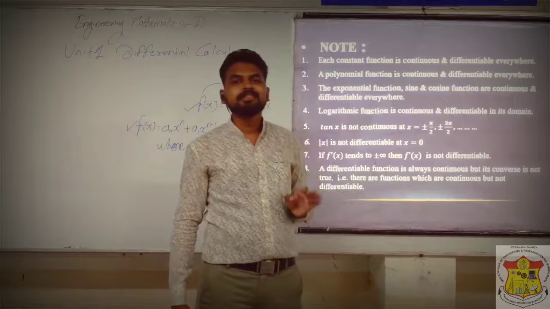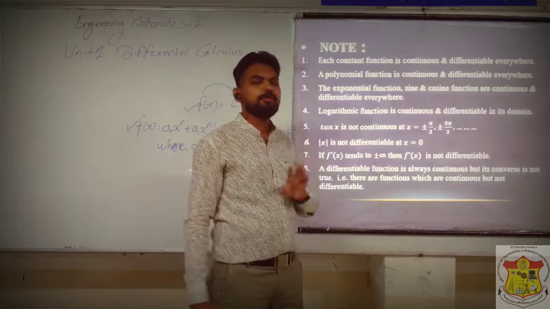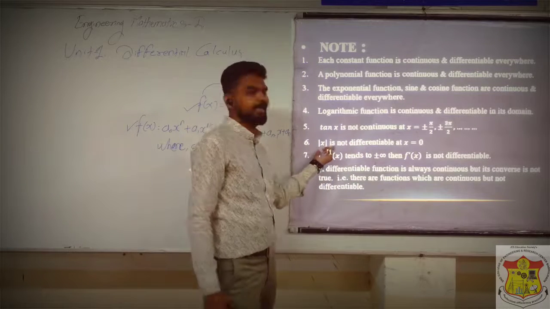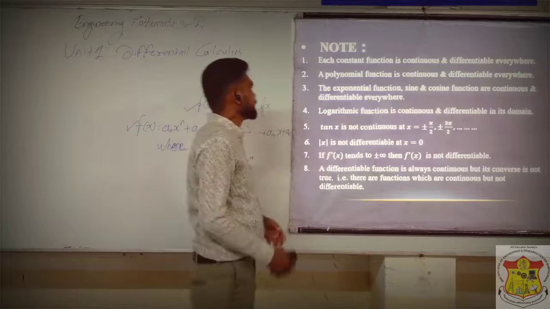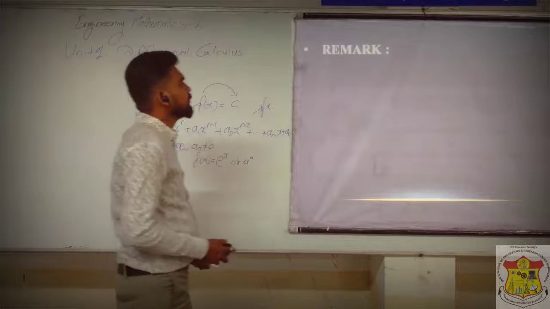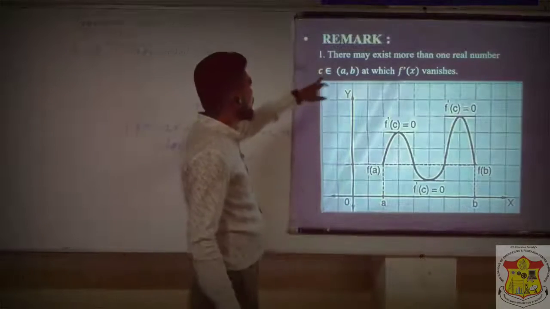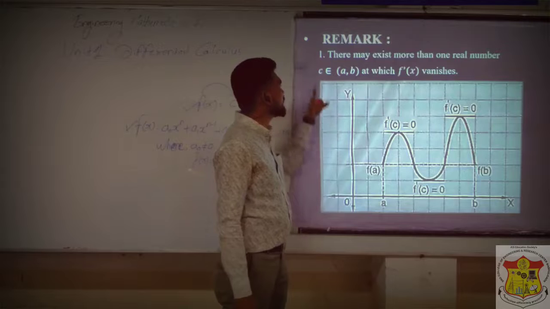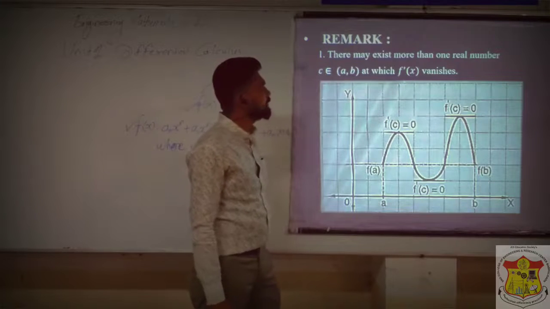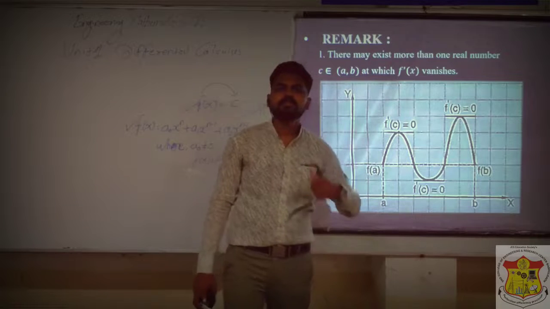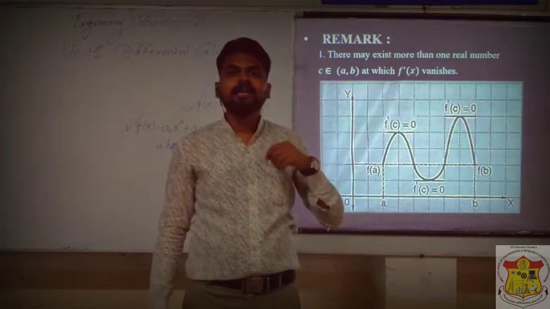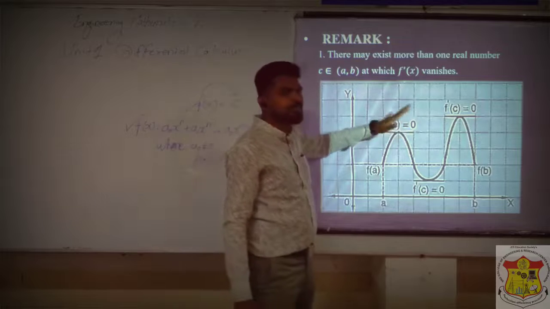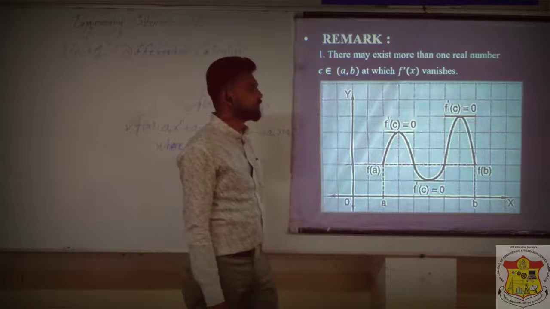But the converse is not true. That is, every continuous function is not always a differentiable function. For example, mod x. So here the remark, first remark is, there may exist more than one real number c belonging to the open interval ab at which f dash of x vanishes. So the first remark says that we may get more than 1 point at which the tangent is parallel to the x-axis.